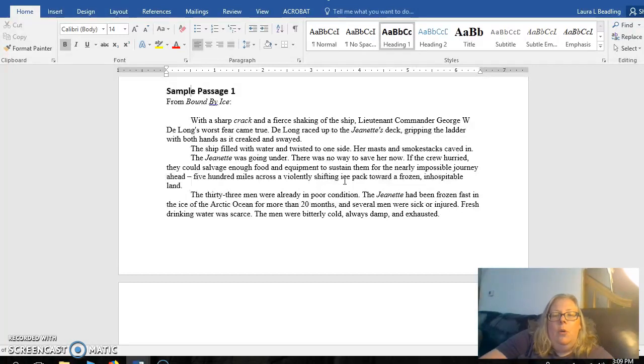So first of all, we have one person introduced by name here, Lieutenant George W. DeLong, and a lot of the action is from his point of view, and it also focuses on the external factors. The Jeanette's filling with water, her masts and smokestacks caved in, but it also has some of those internal factors.